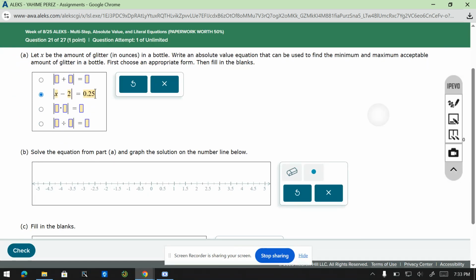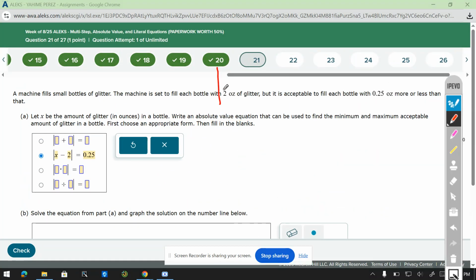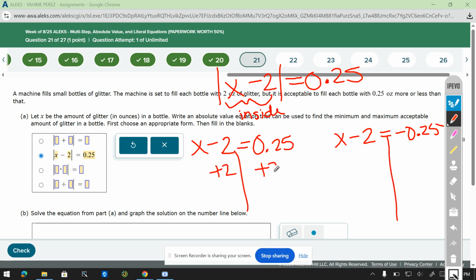Okay, and now we're just going to solve this equation, right? So I've got absolute value equals a positive. This is great. So now I'm able to take the inside of the absolute value, and essentially we're just going to make two equations. We're going to make the inside equal to a positive 0.25 and equal to a negative 0.25, and then just solve. These are just one-step equations. So we're just going to add 2.